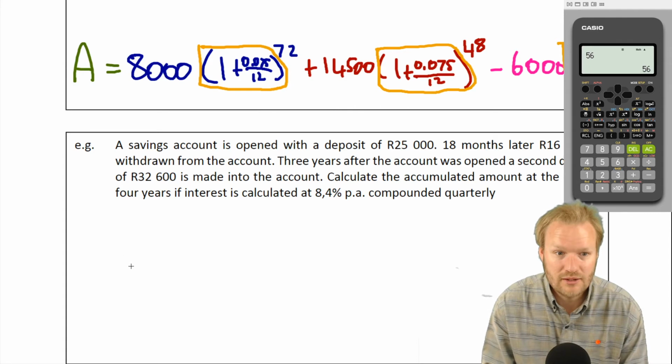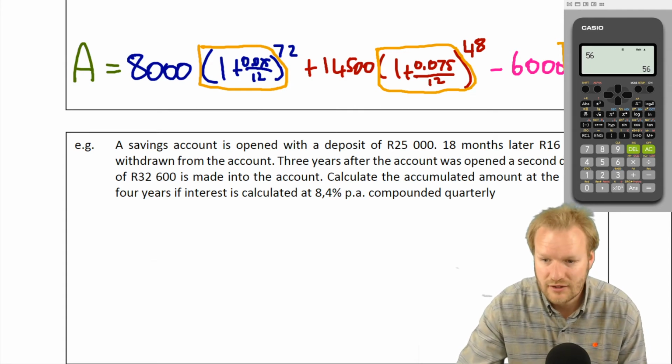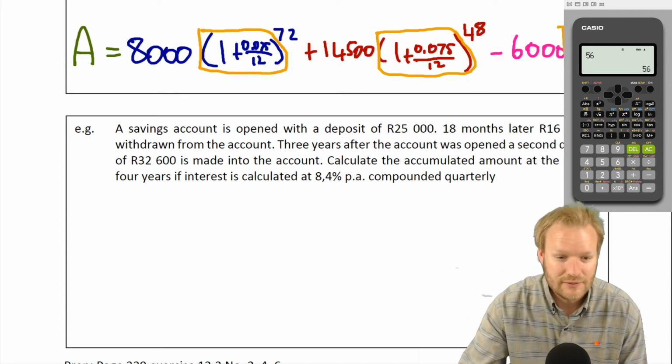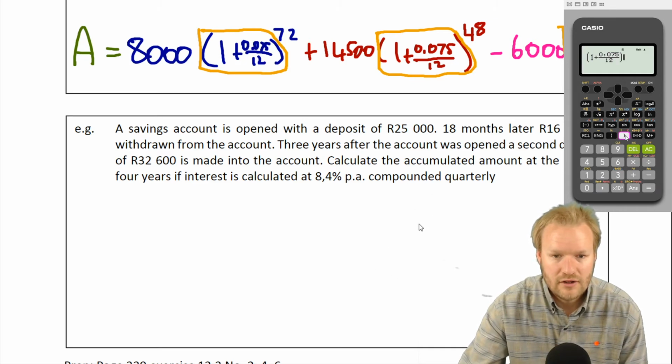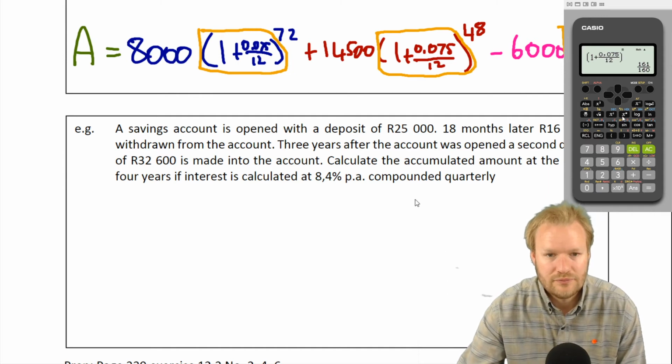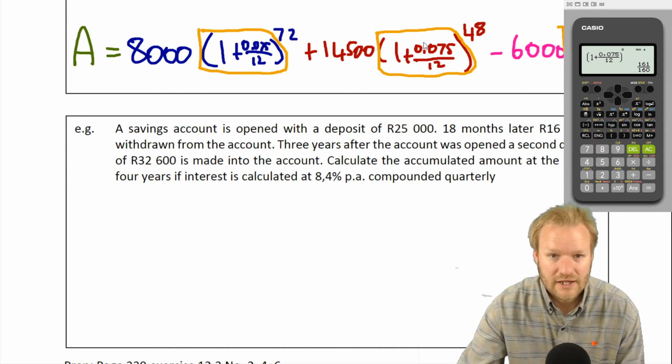I'm going to scribble what I'm doing down here as well with the calculator. We're going to take that amount: 1 plus 0.075 divided by 12. Okay, so that amount there always comes up, that yellow block.